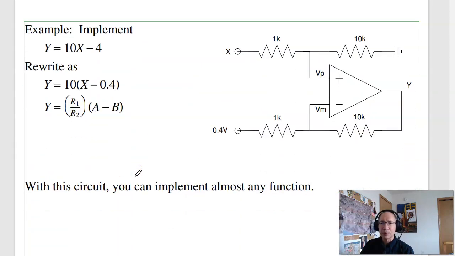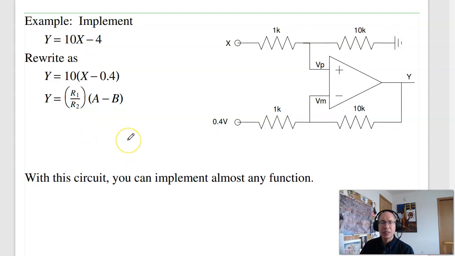For example, suppose I want to do a straight line. Y is 10x minus 4. Again, notice it's in this form. I've got to rewrite my equation for the straight line to be in this form. So factor out the 10. Y is 10 times x minus 0.4.